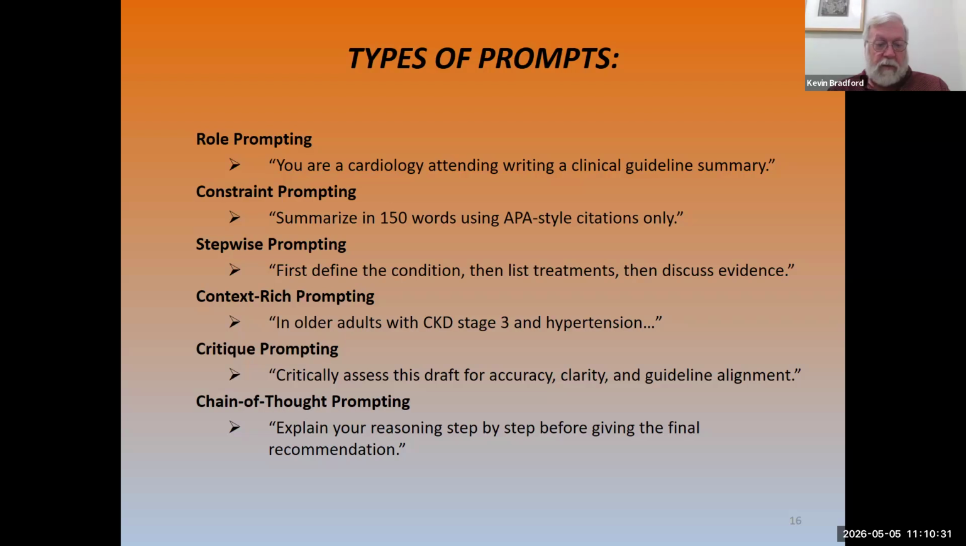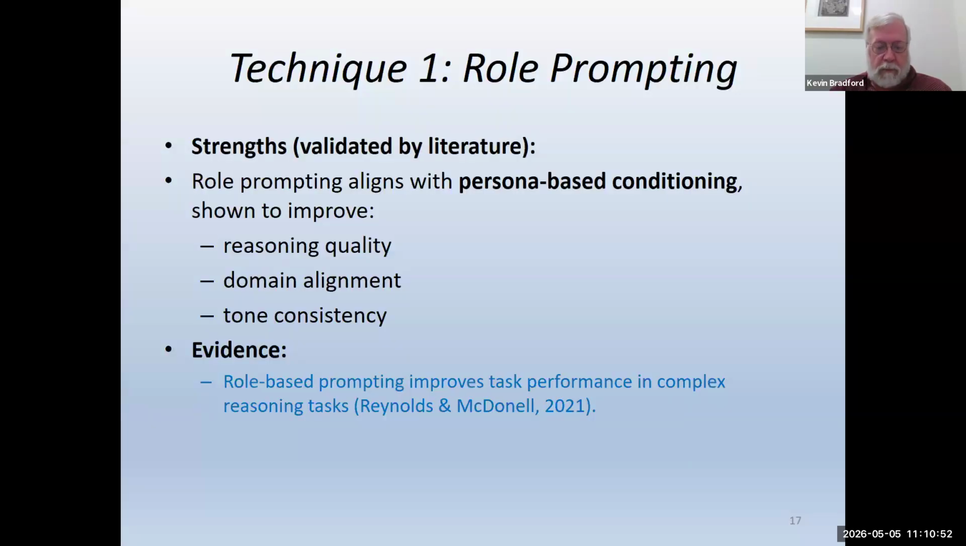These different methods serve somewhat different purposes. Role defines perspective, constraints set limits, and stepwise guide structure. Critique and chain of thought improve reasoning and refinement. And I've given a brief, simplified example of each of the prompt types here as well, in quotes.